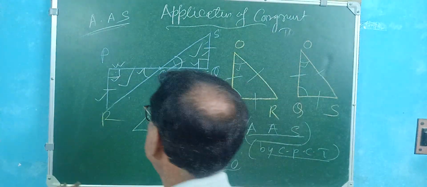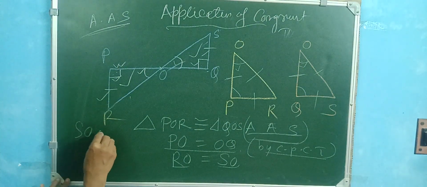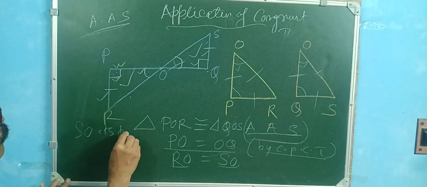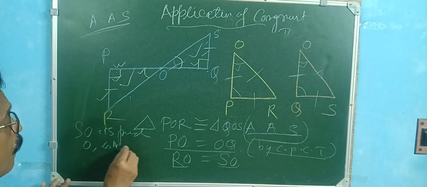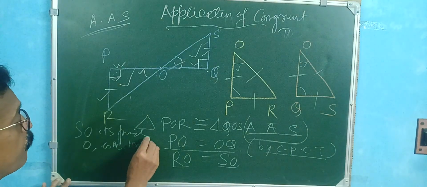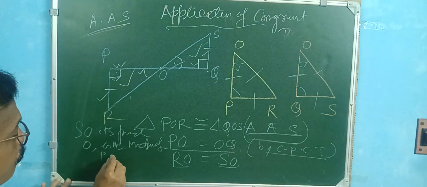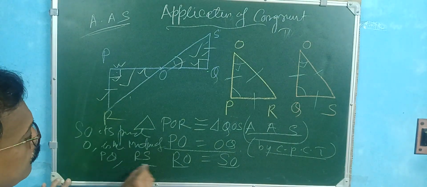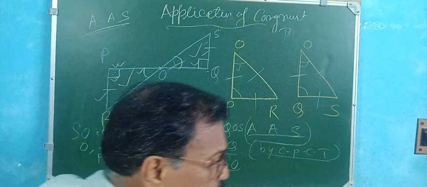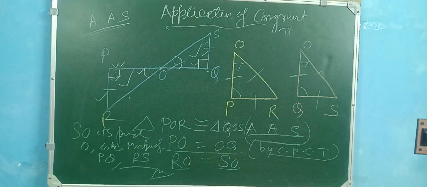So we write, so it's proved: O is the midpoint of PQ and at the same time RS. Proved. In this way we prove. Clear?